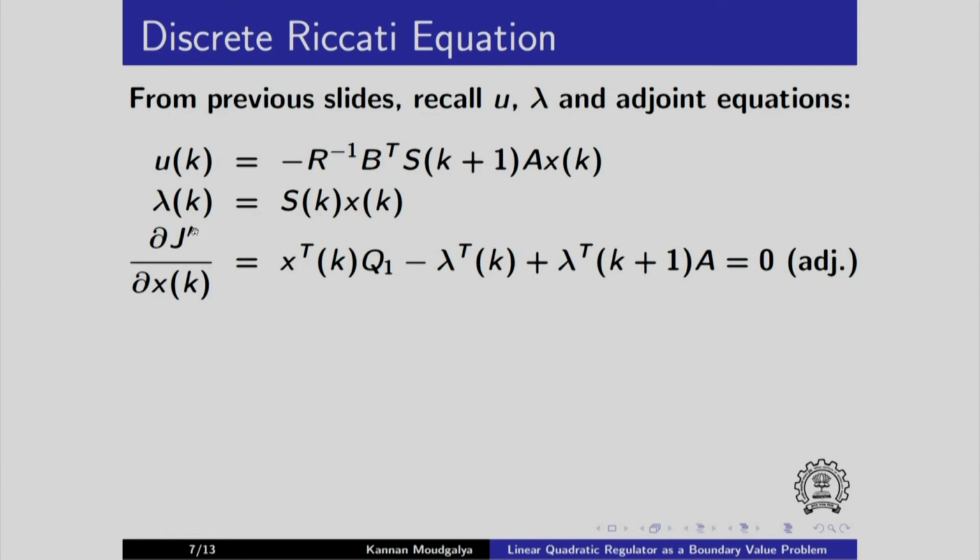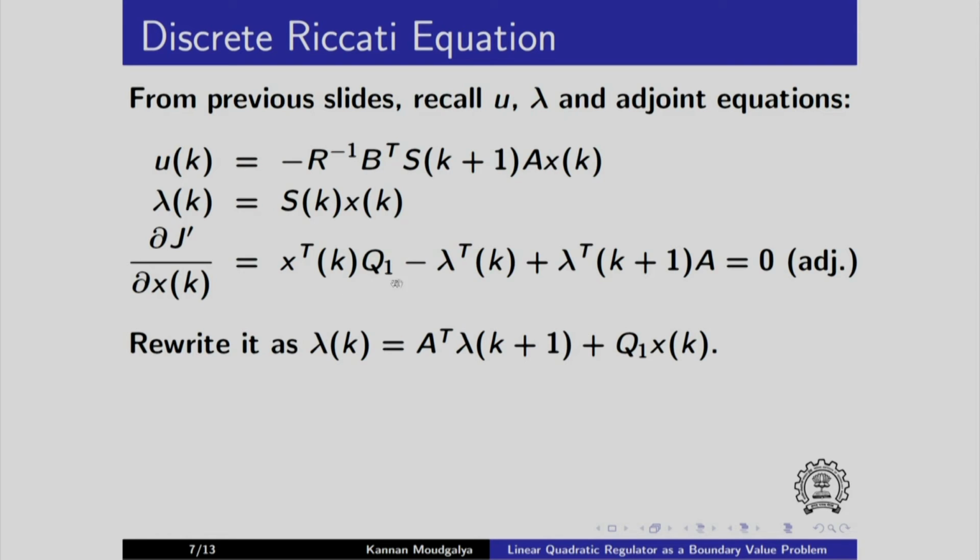Recall these equations. This is the form of lambda we assumed. This is the expression for u we derived in the previous slide. This is what we called as K, and this is the adjoint equation. We started with this. So we write lambda k, take the transpose, take it to one side, say left hand side, and you have these two terms. So we have A transpose into lambda, which is this, and then Q1 into x, I have got this.